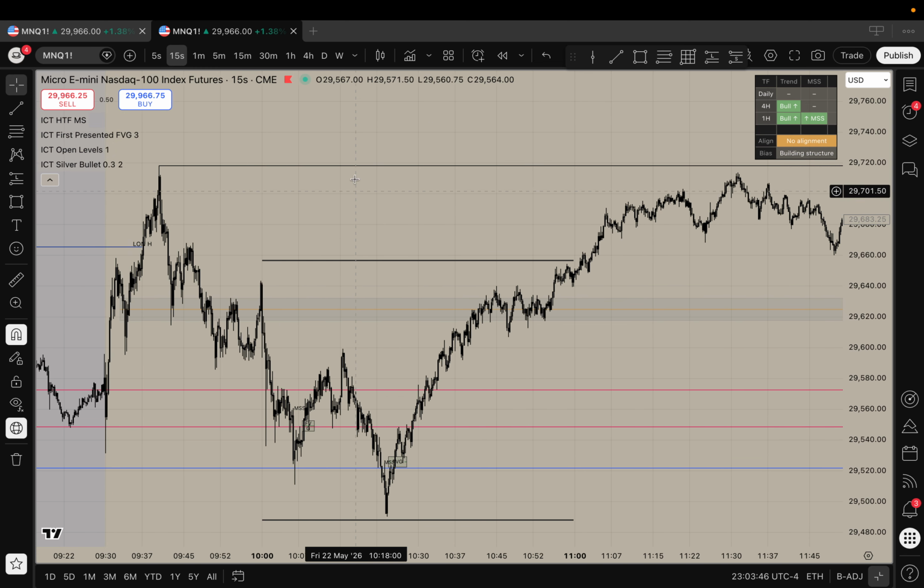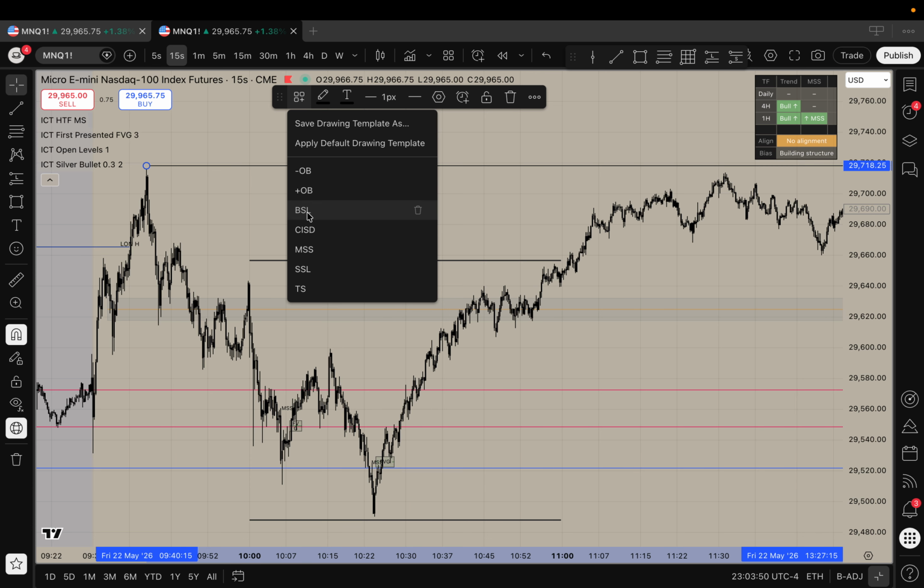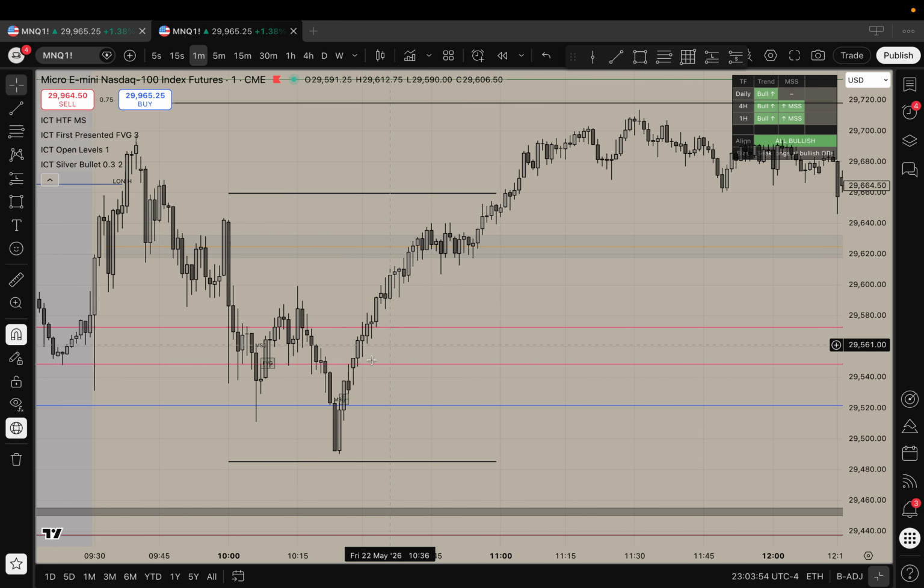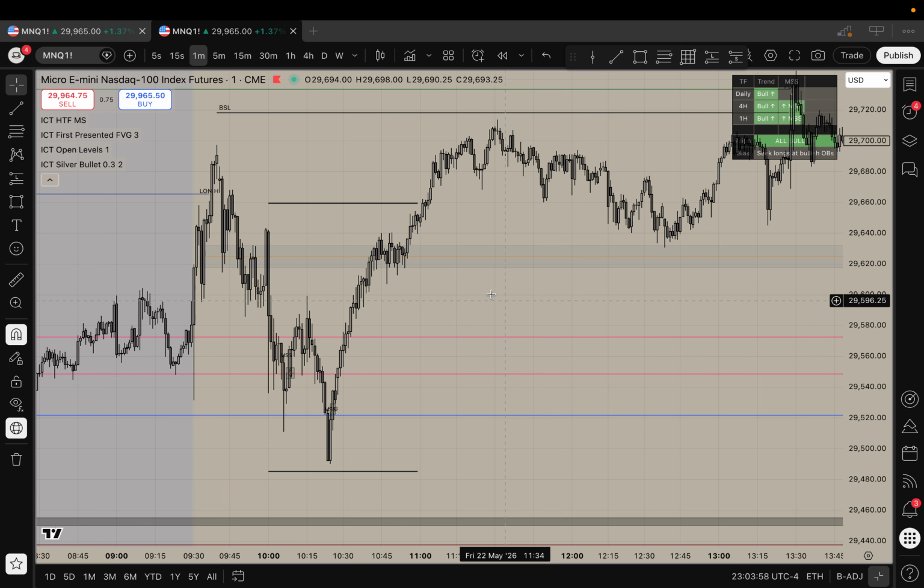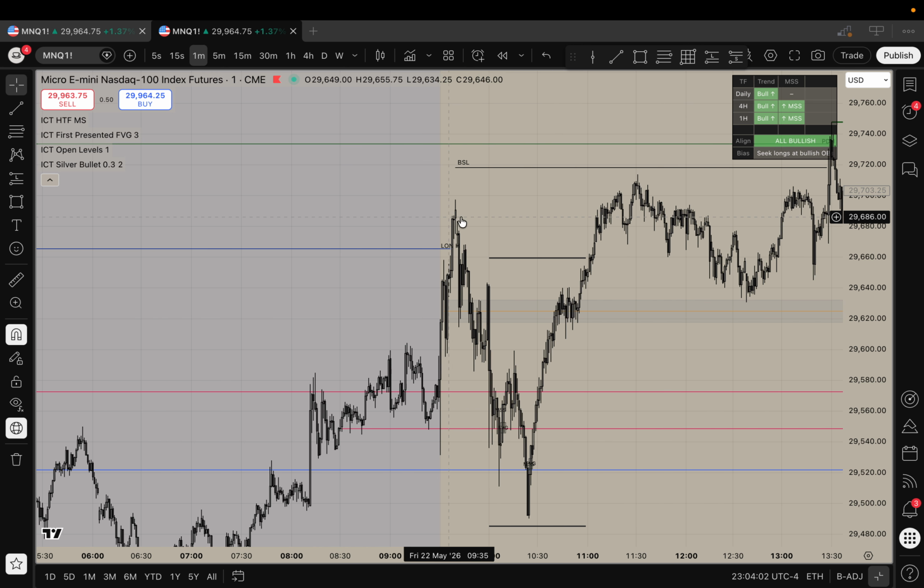And then we get this move up to buy side liquidity. Now the reason this buy side liquidity wasn't taken out immediately was if you go to a higher time frame like the 1 minute or the 5 minute, you can recognize that we had a large push here, a slight bit of consolidation at the first presented fair value gap, and then a continued push to the upside.